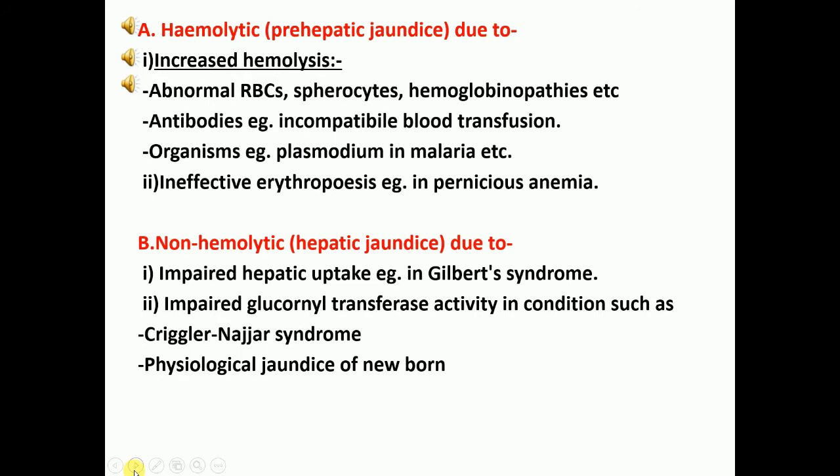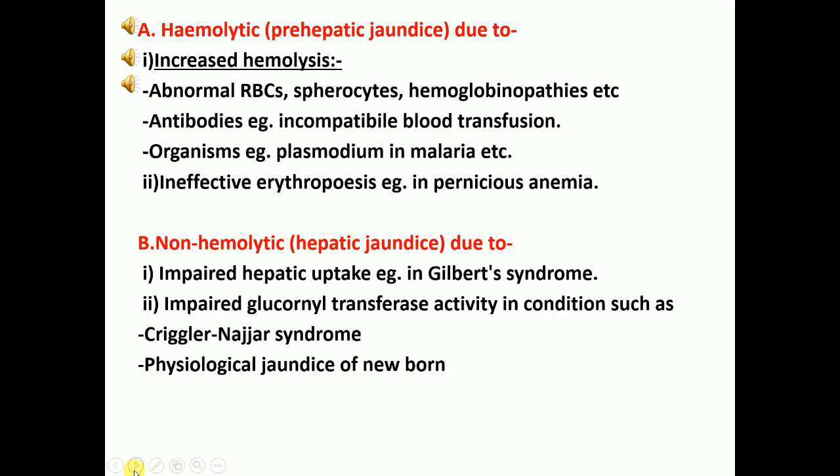First is abnormal RBCs like spherocytes, hemoglobinopathies, etc. Second, antibodies like incompatible blood transfusion, and third is due to organisms like plasmodium in malaria. The second reason for hemolytic jaundice is ineffective erythropoiesis, for example in pernicious anemia.